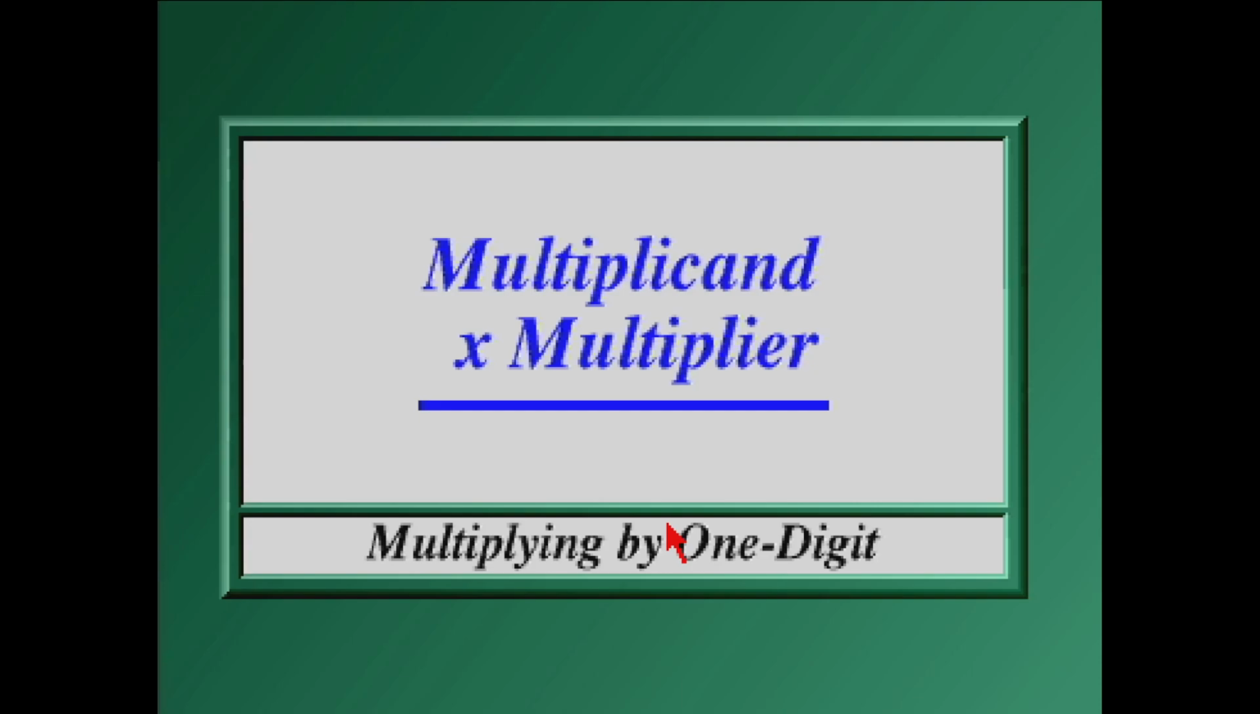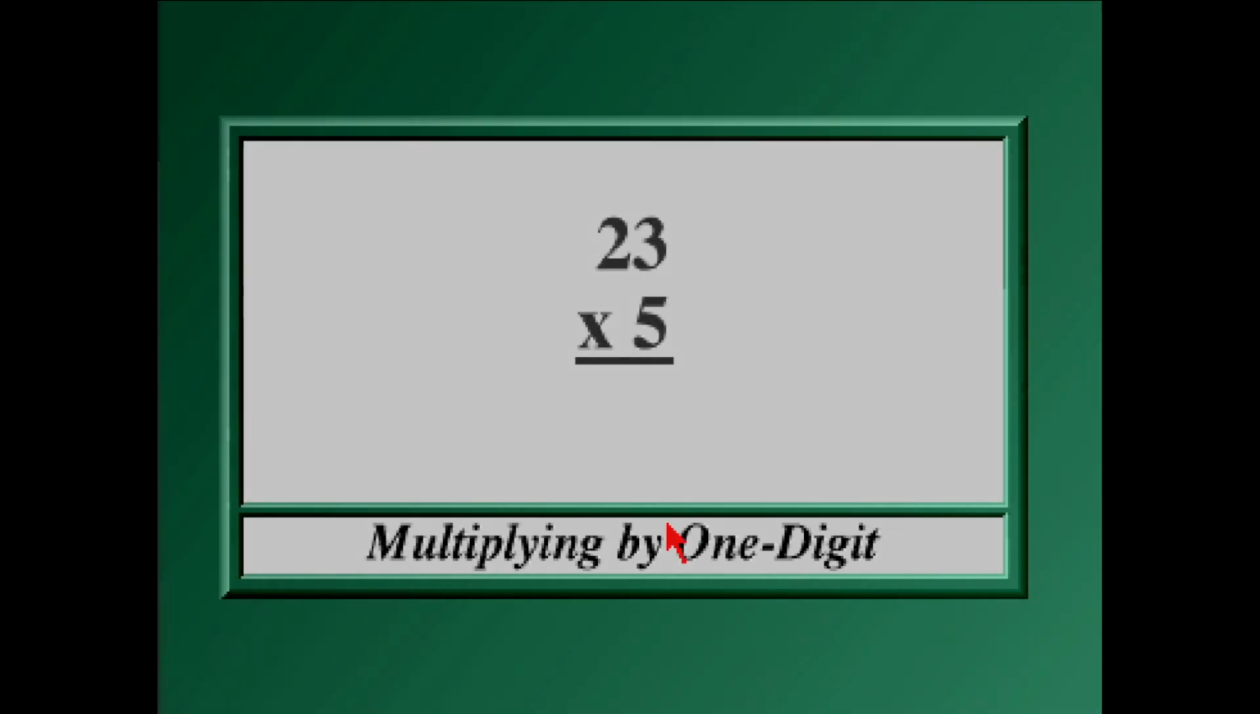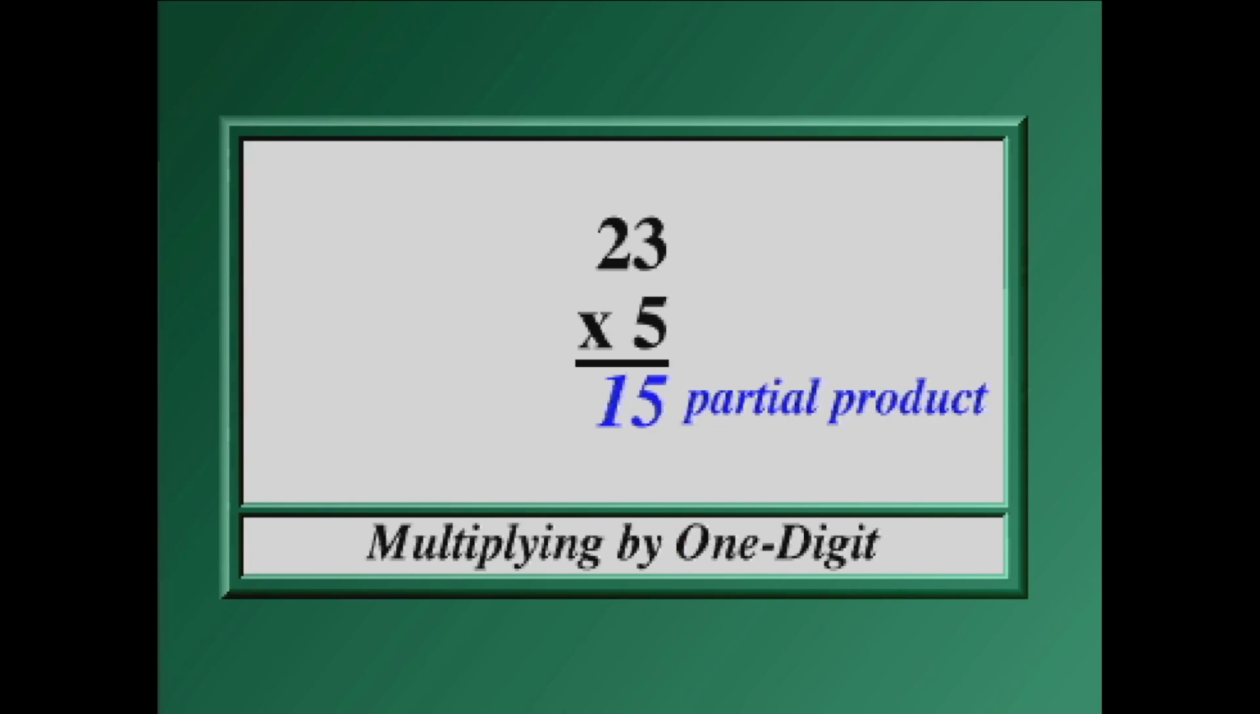Multiplying by a single-digit number is initially set up by writing the multiplier under the multiplicand. For example, in 23 times 5, the multiplier 5 is written below the multiplicand 23. The ones place of the multiplier is positioned under the ones place of the multiplicand. Once the problem has been set up, the first step is to multiply the multiplicand number in the ones place, 3 times 5, which equals 15. 15 is called a partial product.